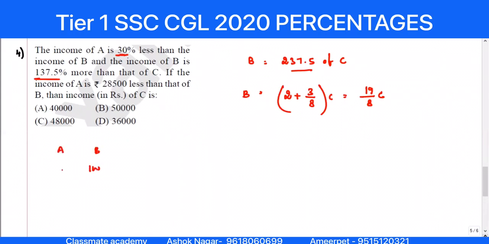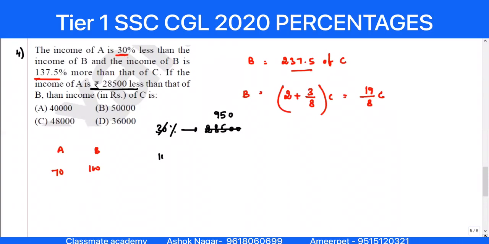If B's is 100, A's is 70. So how much less? 30% less. That 30% is given as how much less? 28,500. The 00 cancels. This one is cancelled. Can I say it is 950?